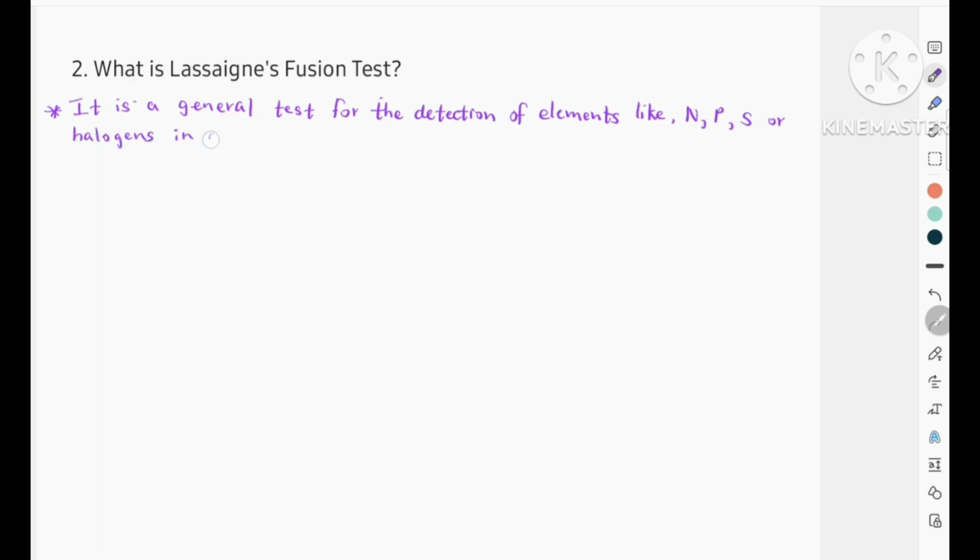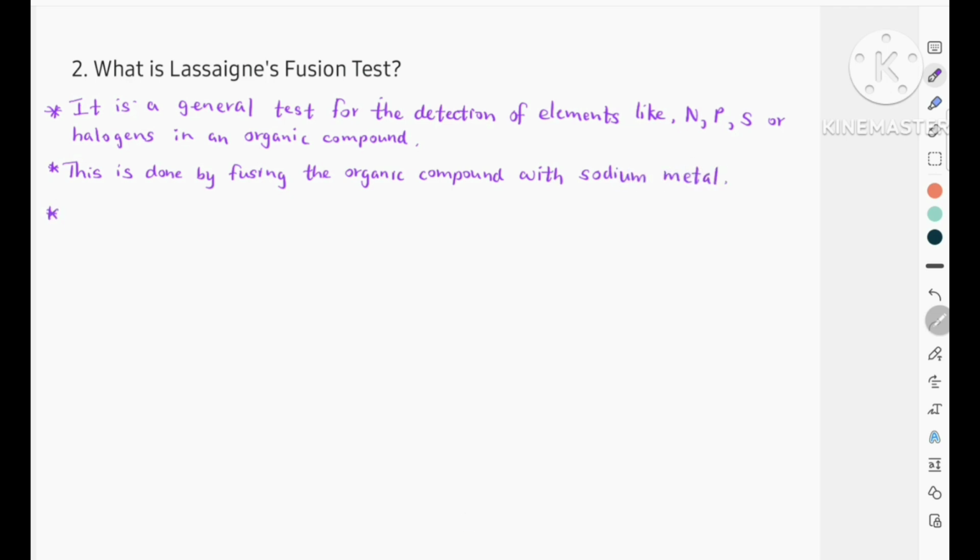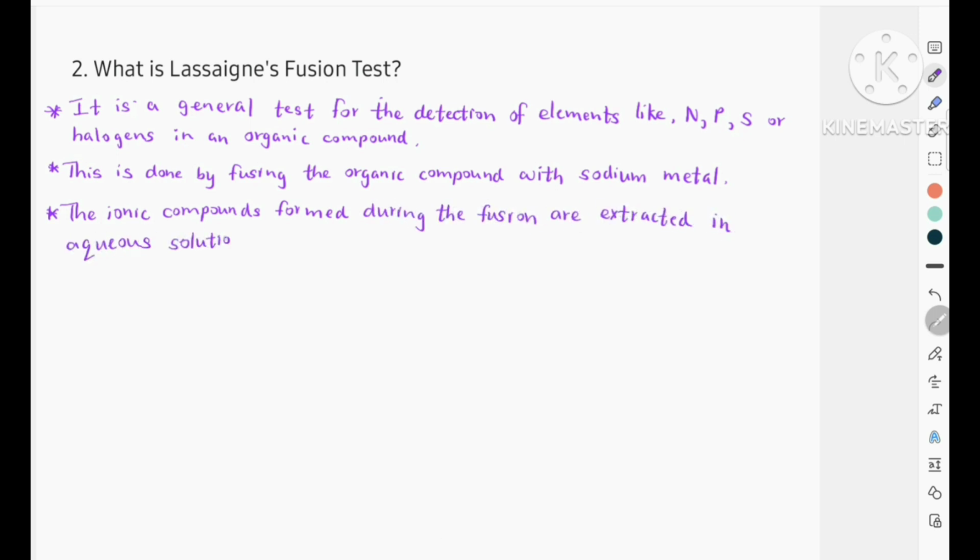The second question: what is Lassaigne's fusion test, also known as the sodium fusion test? It is a general test for the detection of elements like nitrogen, phosphorus, sulfur, or halogens in an organic compound. This is done by fusing the organic compound with sodium metal. The ionic compounds formed during the fusion are extracted in aqueous solution and can be detected by simple chemical tests.